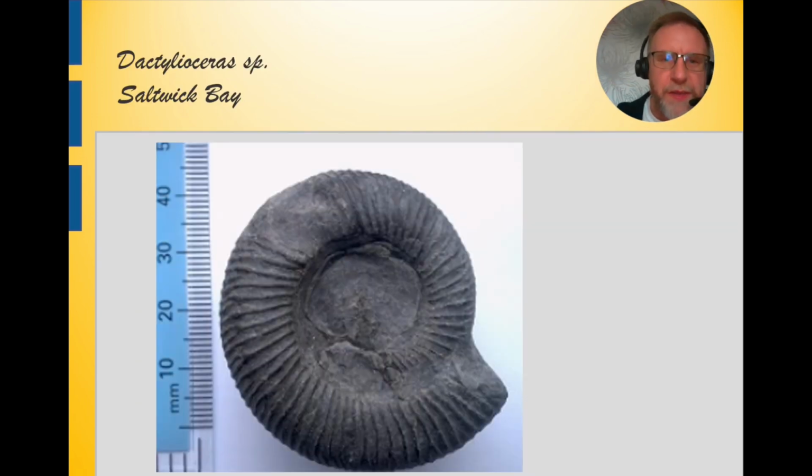And this is the specimen in question. It's an example of Dactylorhynchus. At the time I wrote the paper, I wasn't confident in identifying whether it was Communia and Athleticum, which is why it's labelled as Dactylorhynchus sp, but it was found at Saltwick Bay, and you can see the characteristic U-shaped damage there opposite the aperture. And in the next few slides I'll explain why we think this is a trace fossil caused by predation.